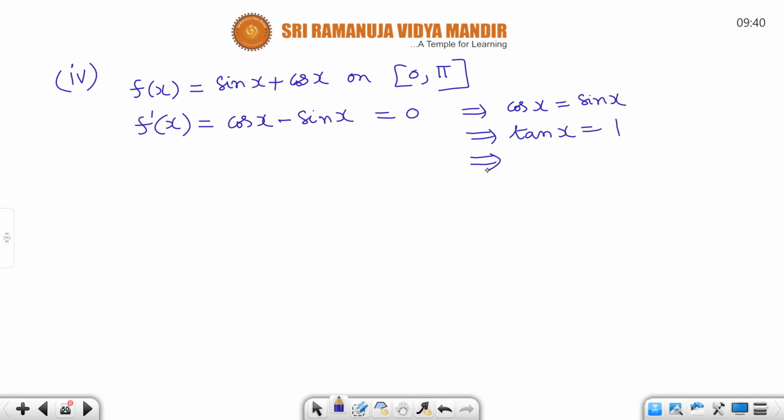Tan x equal to 1 in the interval 0 to pi. For what value? Pi by 4. In the interval 0 to pi, first quadrant and second quadrant, of course, in the second quadrant tan is negative. So only one value, x equal to pi by 4, that is 45 degrees.